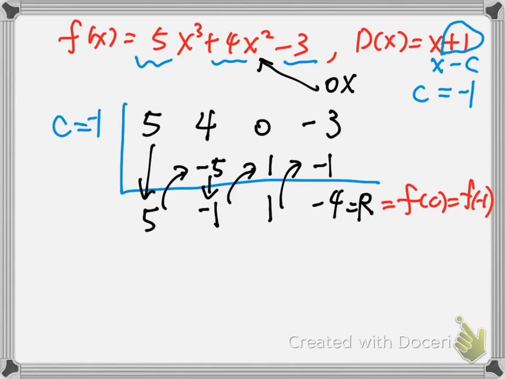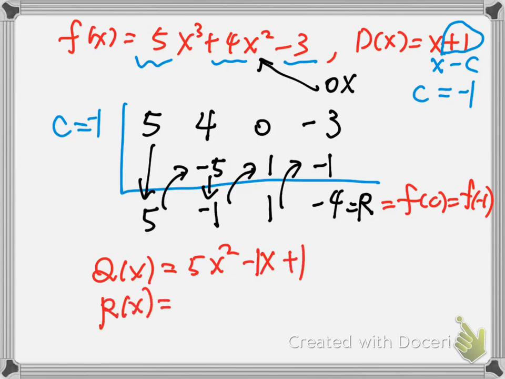So with synthetic division, you can find the dividend, divisor, quotient, remainder, and f of c. The quotient q of x is 5x squared minus x minus 1, and the remainder r of x is -4. So that's the synthetic division.